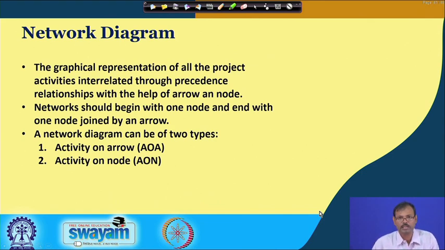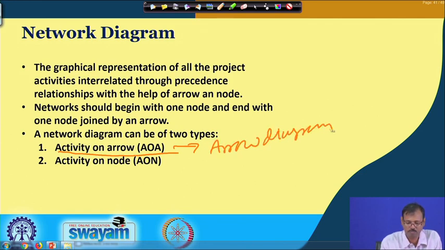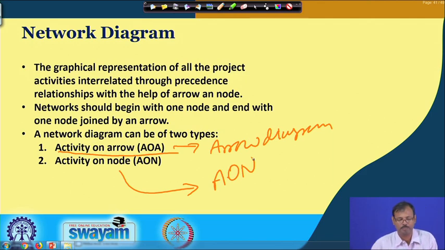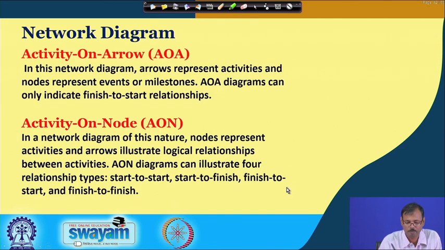So, the network diagrams that are made are basically classified into two types. One is the activity on arrow, or arrow diagram, or the activity on node diagram, or AON diagram. Basically, the presentation is different in the arrow diagram and the AON diagram. Let us look into this in a deeper way.